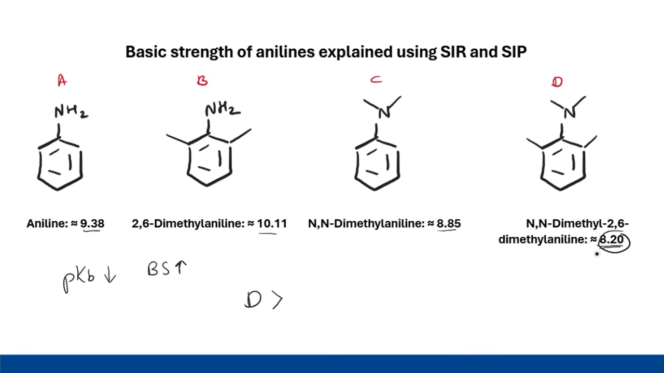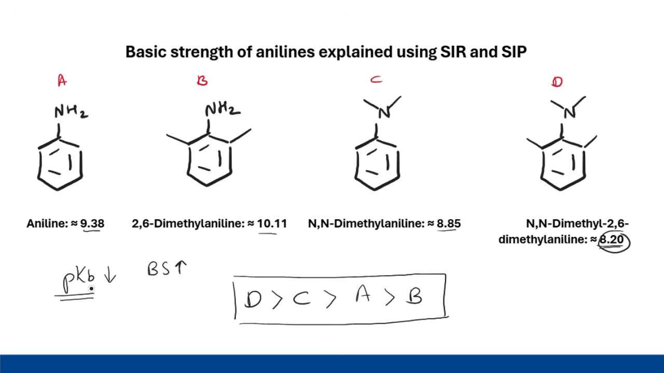And then which molecule will be more basic? Molecule C, that is N,N dimethyl aniline. And then we have aniline molecule, which is A, and the least would be molecule B. So this is based on the pKb values. But you can't remember pKb values for all the molecules in order to solve such questions. In that case, you can use these two concepts.